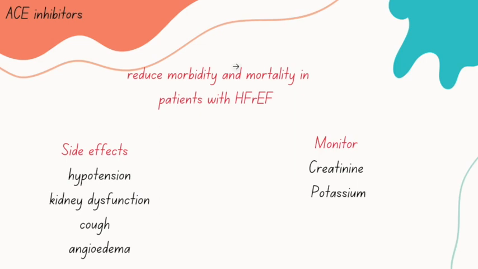The mechanism of action of ACE inhibitors: they block the conversion of angiotensin 1 to angiotensin 2, so they mainly work on the renin-angiotensin-aldosterone system. The most important side effect is hypotension. It's important not to start them in a patient who is already hypotensive. They can lead to kidney dysfunction, and it's very important to monitor the patient's creatinine.